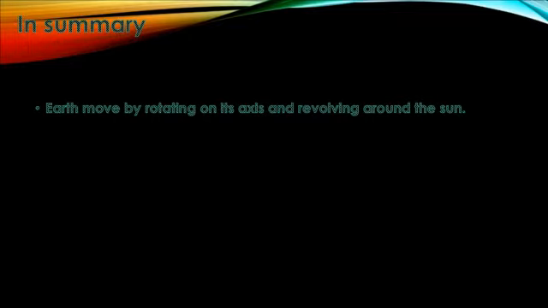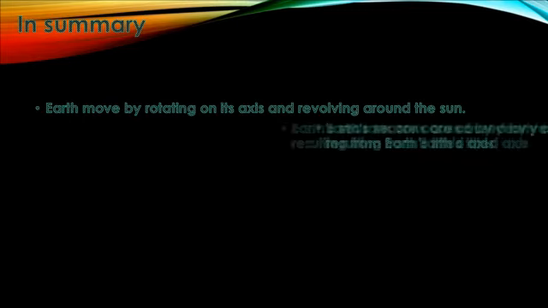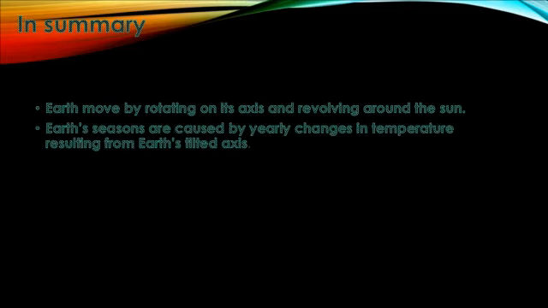Let's see the summary of the lesson. Earth moves by rotating on its axis and revolving around the Sun. Earth's seasons are caused by yearly changes in temperature resulting from Earth's tilted axis.